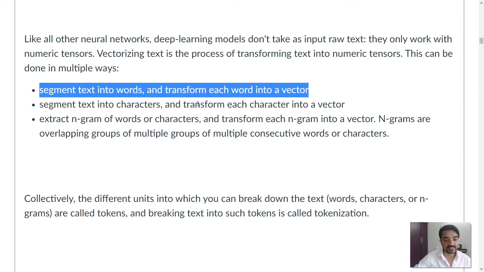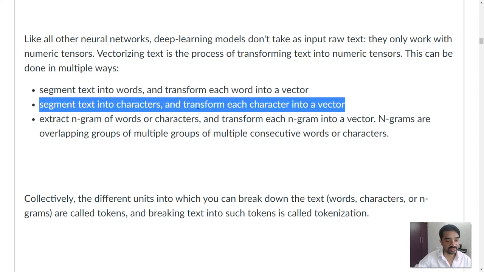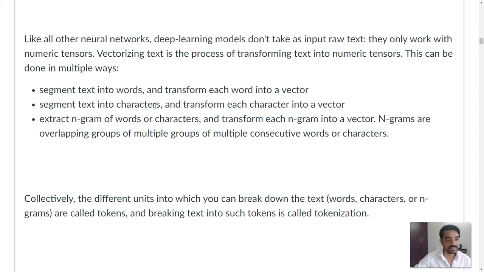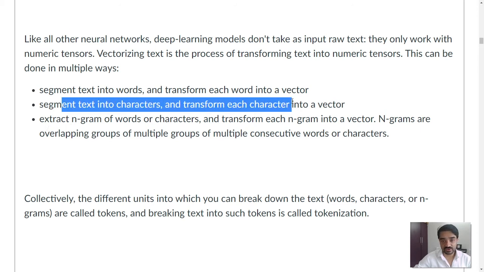Segment text into characters and transform each character into a vector. You can easily see that if I have a word like elephant, I have so many characters there, and I've segmented the text into those characters and transformed each character into a vector. So now I have not just 26 vectors. All the words in the dictionary are going to be 26 vectors plus the length of the word, or the number of characters we have in the word. This is not followed, not recommended.